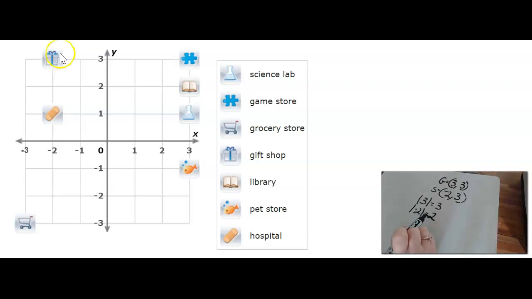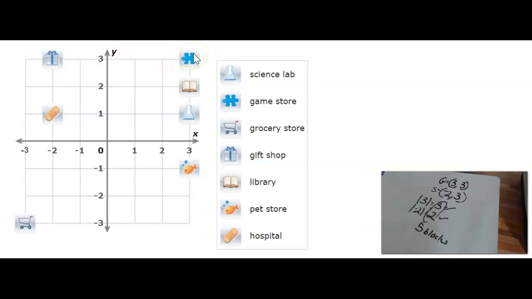So what that means is that if you look over here on the map, the game store is 1, 2, 3 away from the y-axis, and the gift shop is 1, 2 away from the y-axis, right? And if I add those up together, I get 5, which means that they are 5 blocks apart from each other. And if we count those, we can see that. 1, 2, 3, 4, 5.